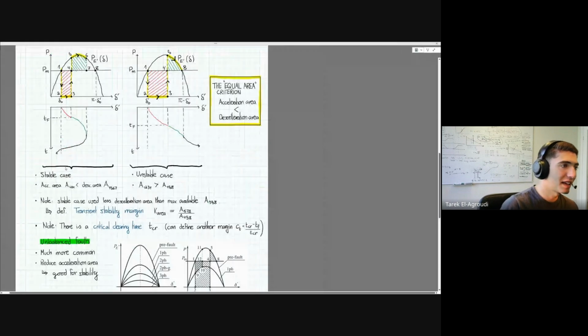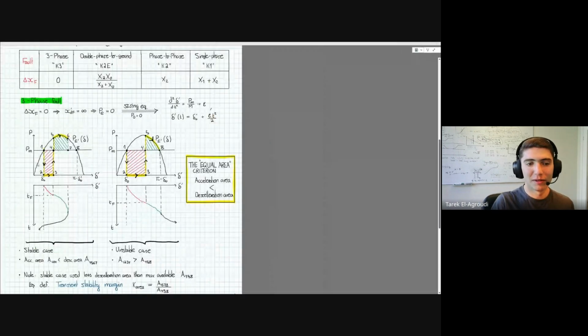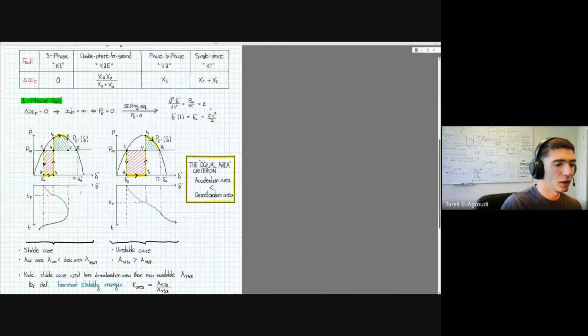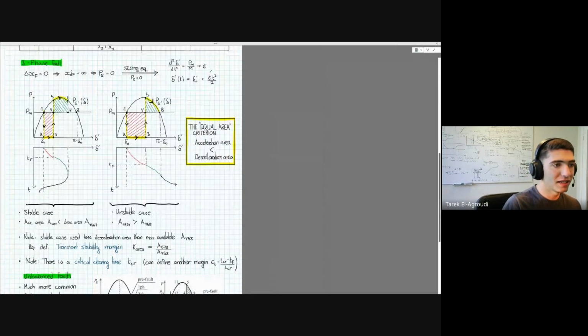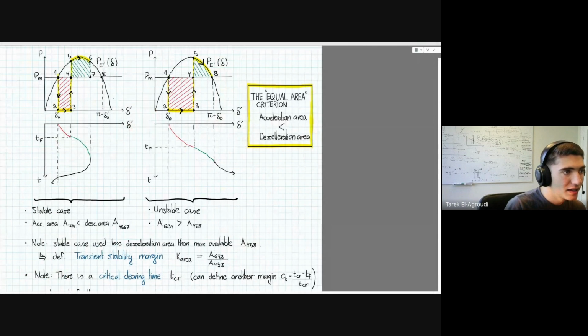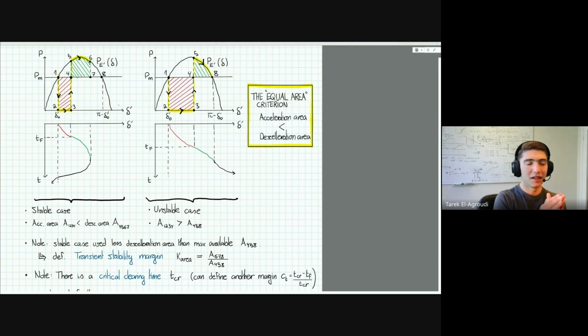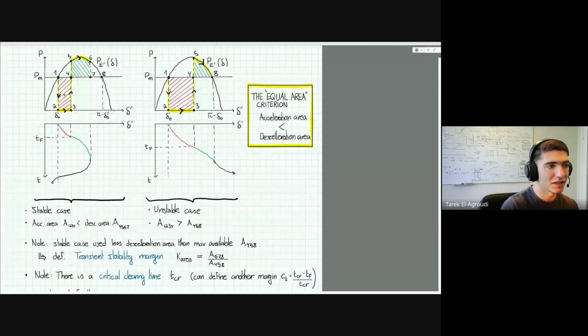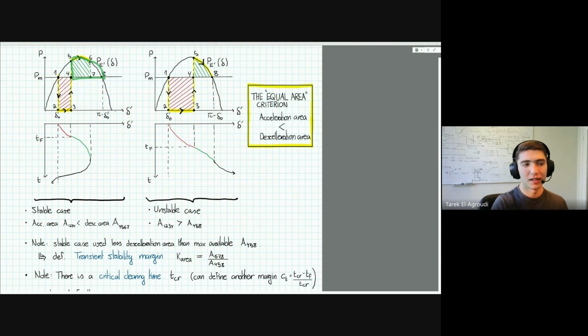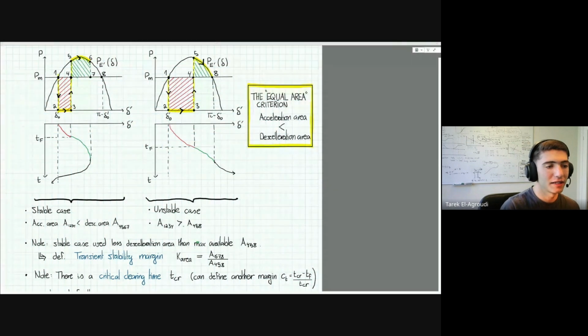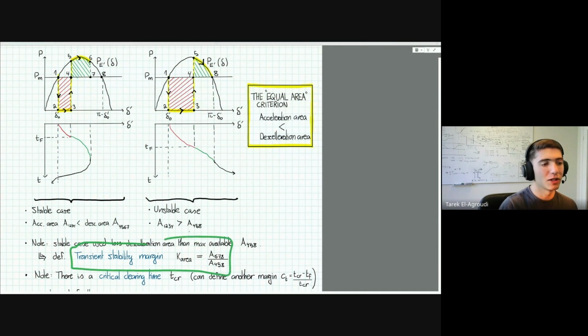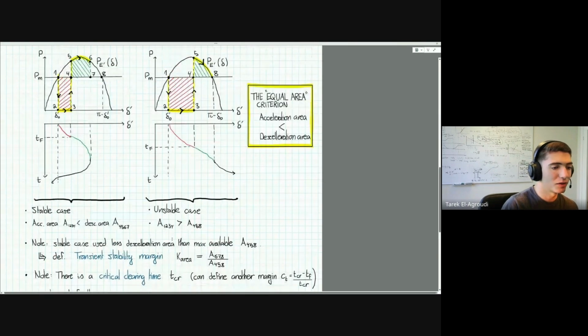And how useful this would be in a real-time implementation is questionable. You can define some stability margins based on that. For example, this area 5 or 4, 5, 6, 7, which is the area that would equal the acceleration area. So that's the area that's actually being used to decelerate. The ratio of that area to your total available deceleration area, you can call that the transient stability margin.